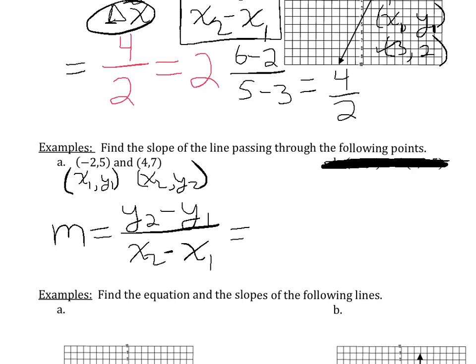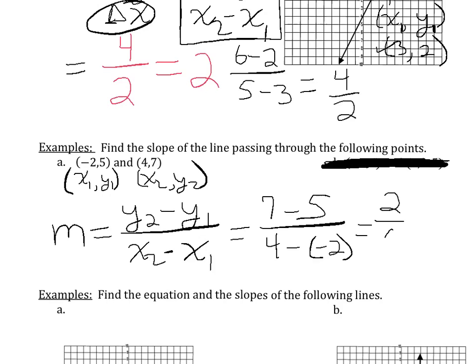And my y2 is 7, my y1 is 5, so I get 7 minus 5. My x2 is 4, my x1 is -2. So I get 7 minus 5, which is 2, over 4 minus a -2, which is 6. And so I get that the slope of that line is 1/3. All right, and so this formula is going to be valuable because it allows us to calculate the slope without having to draw the line and do the actual going up and down to find the slope.